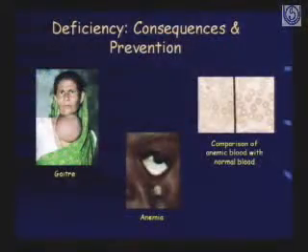See, this is a typical case of goiter where the gland has enlarged. Then a case of anemia where you can see pallor. There is no pinkish color in the eyes, and this is a comparison of anemic blood with normal blood, where in anemic blood the RBCs are lighter in color.